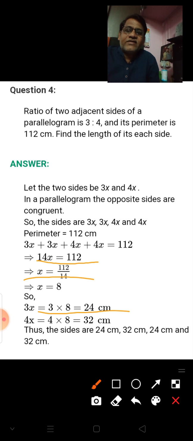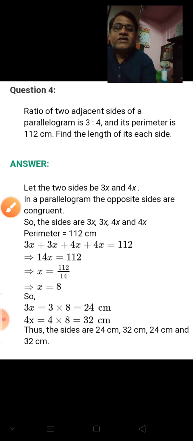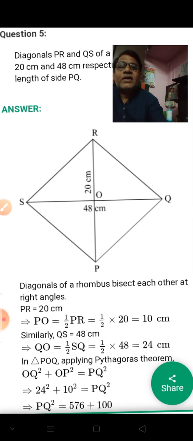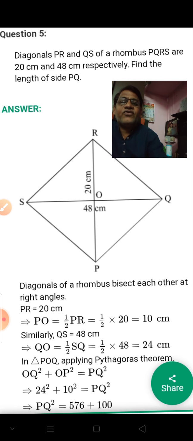The opposite sides are congruent. So you can say that the given parallelogram has sides of length 24 centimeter, 32 centimeter, 24 centimeter and 32 centimeter. Okay. So in this way you can find the sides of a given parallelogram. Now come to the next question, that is question number 5.